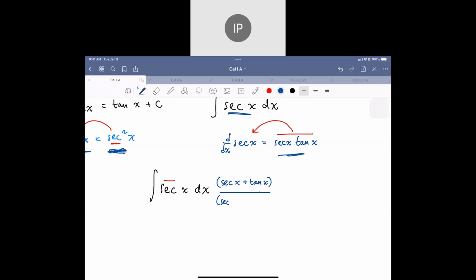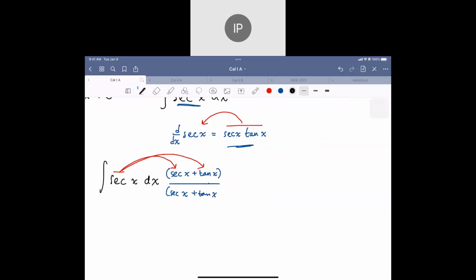This is also secant x plus tangent x. Because if you multiply this, this will be secant squared, and if we multiply this with the tangent, this will be secant x tangent x, right? Okay, now let's multiply.